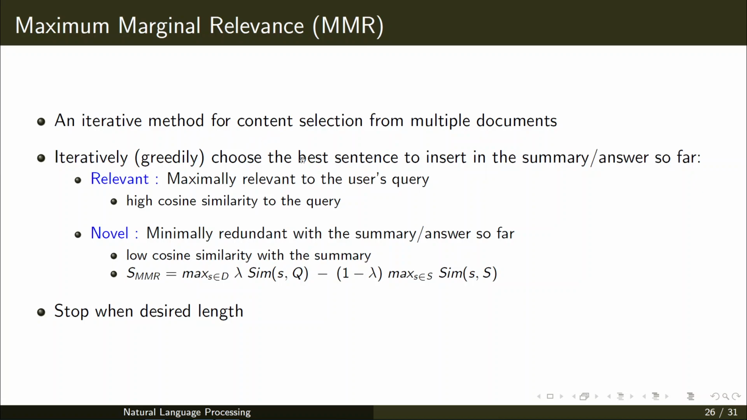Iteratively and greedily choose the best sentence for the summary in such a way that it is maximally relevant to the user's query and minimally redundant to the already selected sentences. If a sentence is coming which is almost similar to an already selected sentence, then that will be removed. So that is MMR. MMR is calculated like this: lambda times similarity minus 1 minus lambda times maximum similarity. So it is 1 minus lambda, and here also we take the maximum. So the maximum relevance plus minimum novelty.